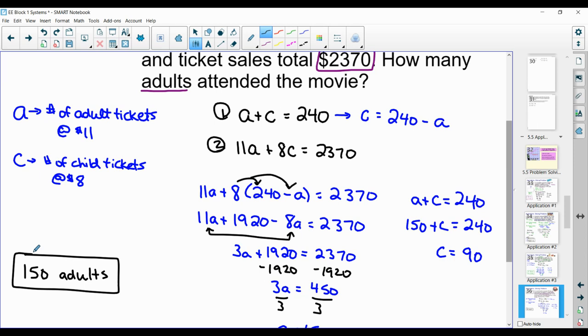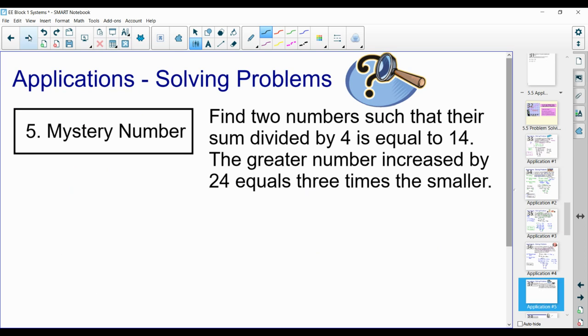All right, so again, you didn't have to figure out how many children attended, but by doing that, you have a way to double check your answers and make sure it fits with the problem. All right, we have a couple more examples here. The next type of question you can see are mystery number questions. And the most challenging part about these questions isn't so much setting up the equations, it's reading carefully for keywords.